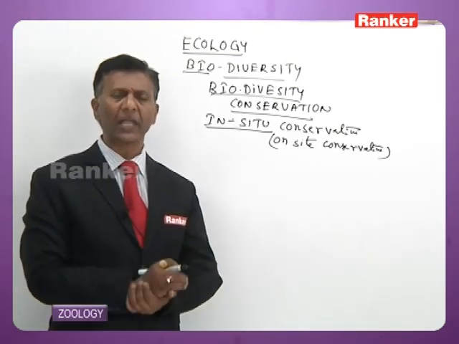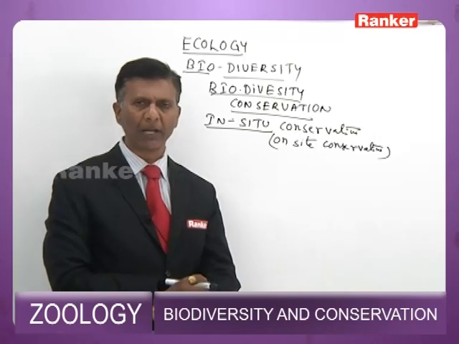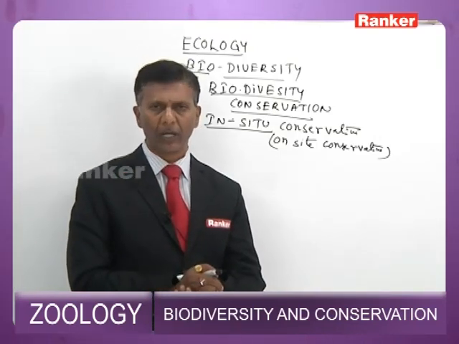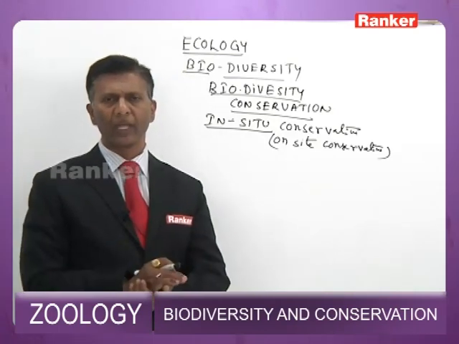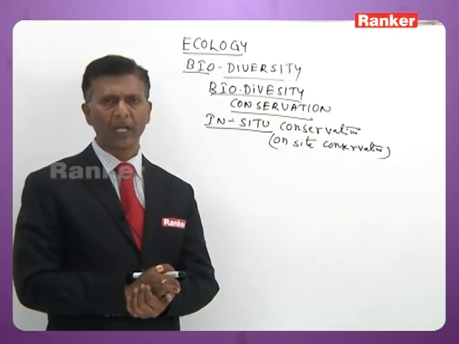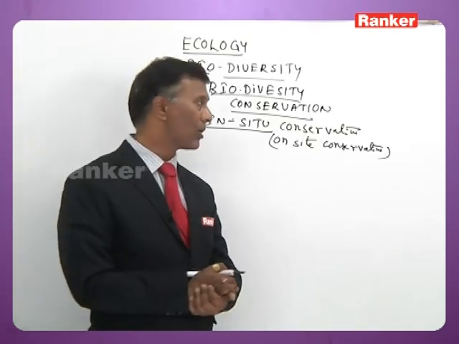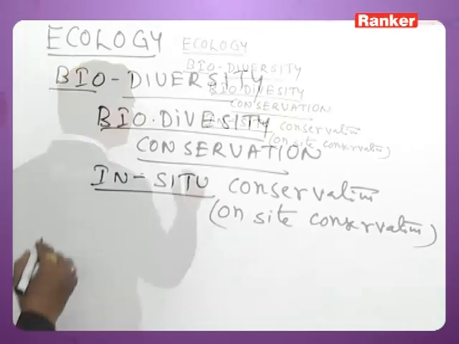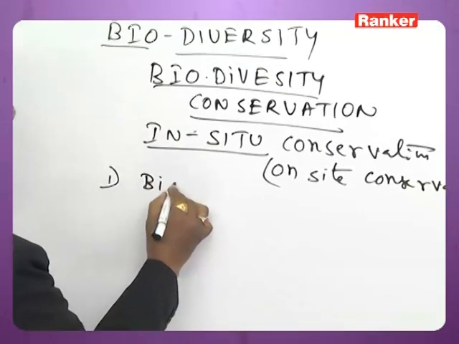Certain steps are taken here to conserve all those animals wherever they are existing, without disturbing their natural habitat, without disturbing their various characteristics. If the organisms are conserved wherever they live or wherever they exist, it is called in situ conservation, or on-site conservation. Under this, first you have biodiversity hotspots.